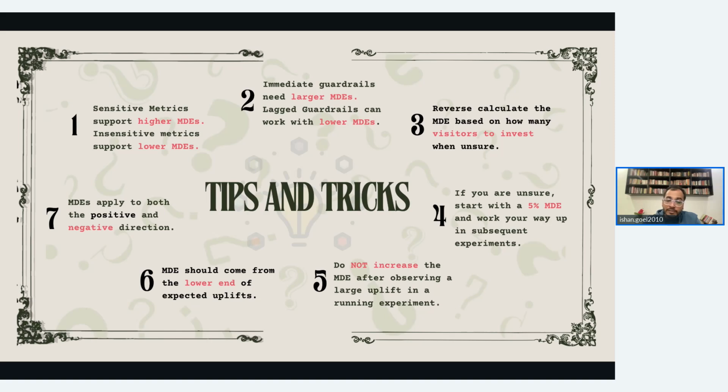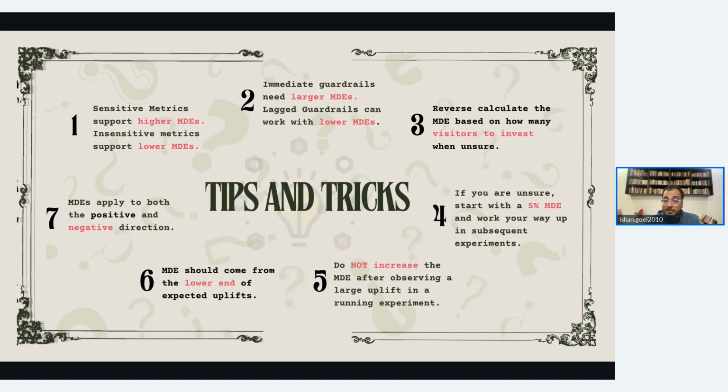So that relates to the fifth piece of advice, that is, do not increase the MD after observing a large uplift in a running experiment. It is generally not advised to update the MD in a running experiment. If someday you have to, then you can take the MD slightly down. That is still fine, because it will give you more power in the test.